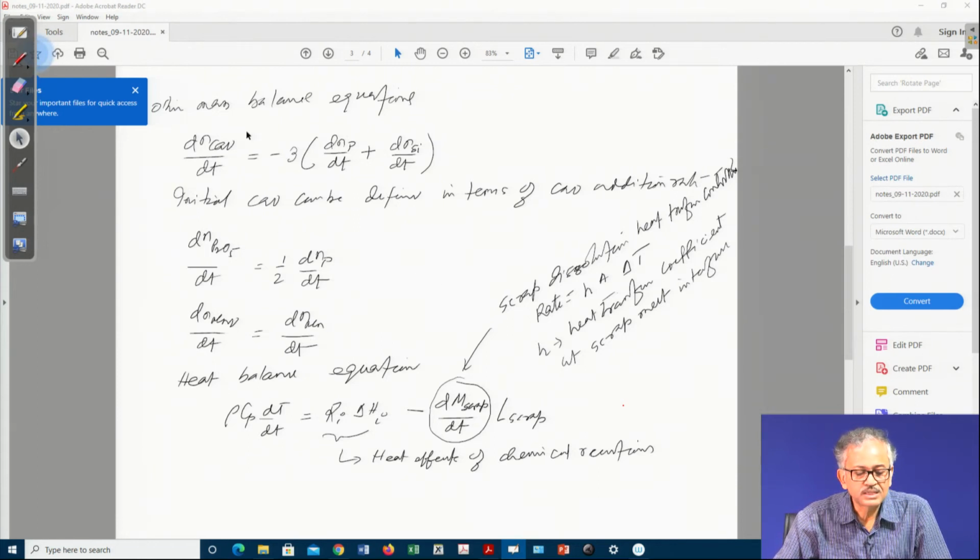And finally, these are all the mass balance equations for the impurities as well as the oxide phases in the slag. Similarly, you can make a heat balance equation too.